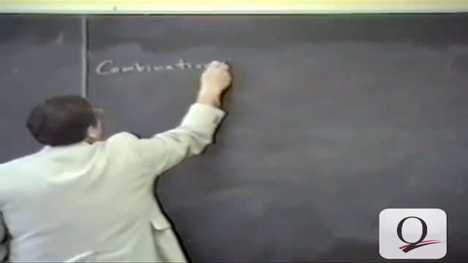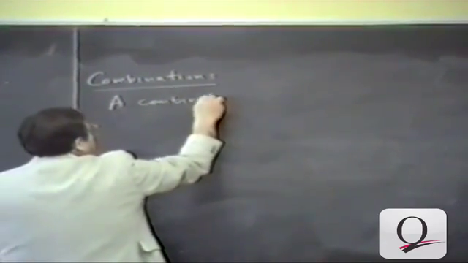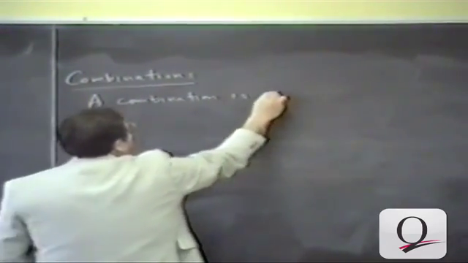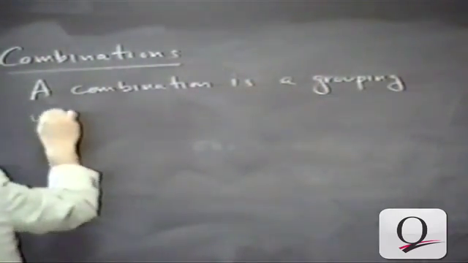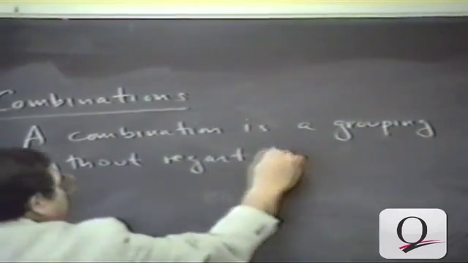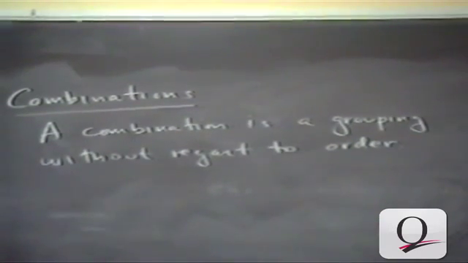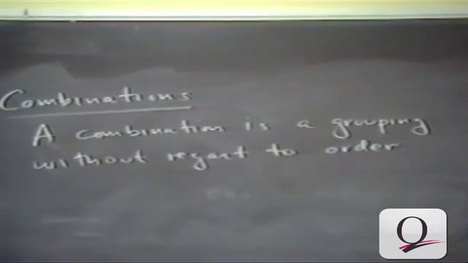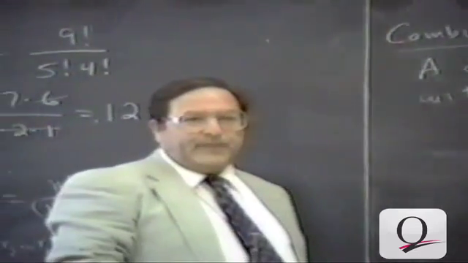Let's write down combinations. A combination is a grouping without regard to order. That is, I would just like to know who's included in this set, who's included in the combination. I really don't care about the order of the people.